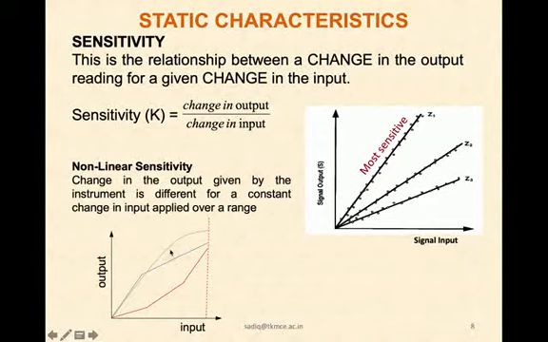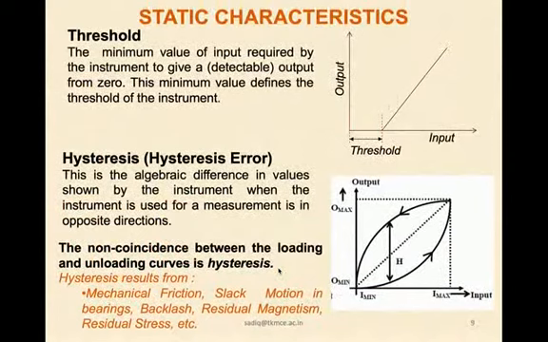Say these are sensitivity curves, and here there is one kind of sensitivity. Here the sensitivity is higher at the beginning, here the sensitivity is lower at the beginning. Here the sensitivity keeps on varying like a slope. So that is non-linear sensitivity.